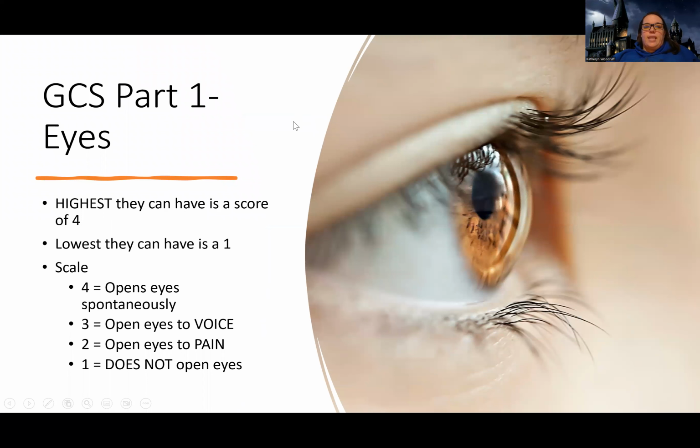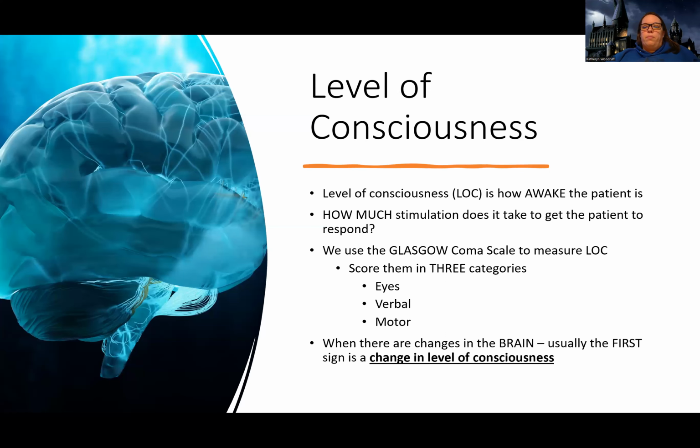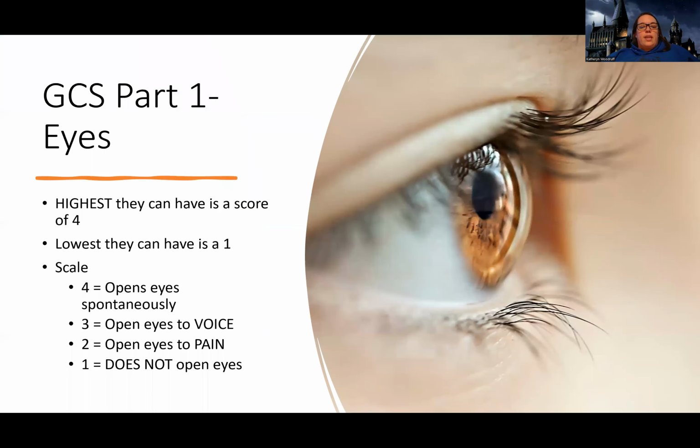So the first part of the GCS is eyes. The minimum score you can have for a GCS is a 3, so everyone at minimum will have 3 points, because they get a 1 for each of the three categories. The maximum score a person can have is a 15. The scales go to a maximum of 4 points for eyes, a maximum of 5 points for verbal, and a maximum of 6 points for motor. If you can remember 4, 5, 6, it might help you as you're studying this.